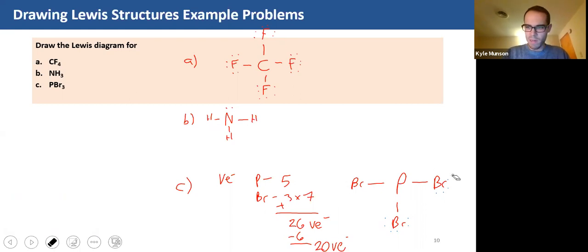And I'm just erasing this because I don't like the way that blue came out. It's a little too small. So I'm going to use red and put all the lone pairs back. Okay, so that is my Lewis structure for this compound.